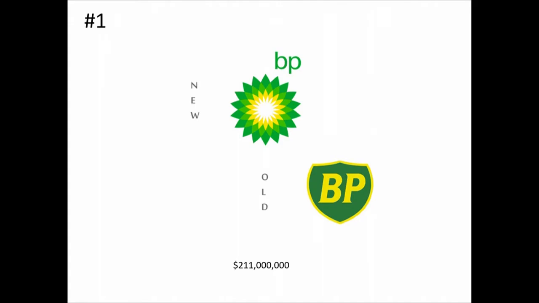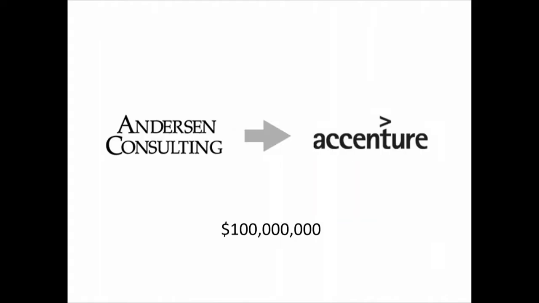Here's an example. This is the old British Petroleum. British Petroleum is, again, a British company that bought, I think, Sohio out, which was one of the Standard Oil companies. This was their old logo, and this is their new logo, BP. And they spent $211 million on getting that new logo. $211 million. This is Anderson Consulting. This is an accounting firm. They changed their name from Anderson Consulting to Accenture. They spent $100 million on making that move.